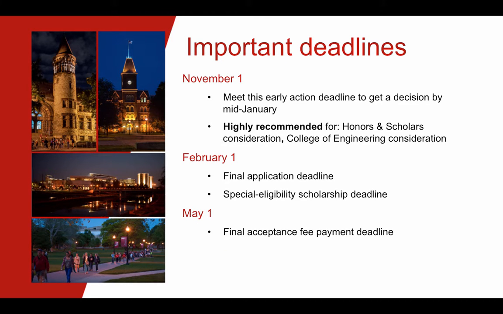November 1st is the early action deadline. Students must apply by this date to receive their admission decision early. Students should also meet this deadline to receive consideration for Honors and Scholars programs and competitive majors like engineering. February 1st is the final deadline for admission application and the deadline for special eligibility scholarships, the only scholarship awards for which international students are eligible to apply. May 1st is the final deadline for admitted students to pay the acceptance fee to confirm their attendance on campus.